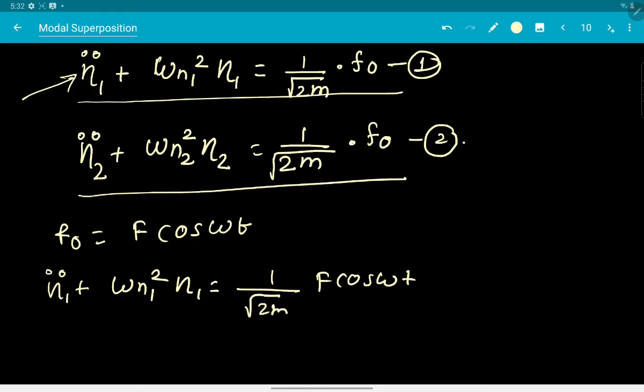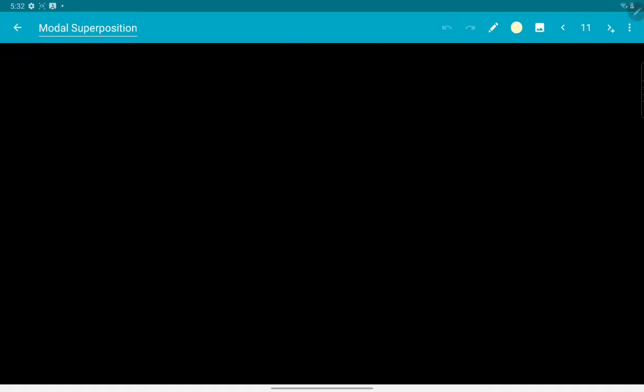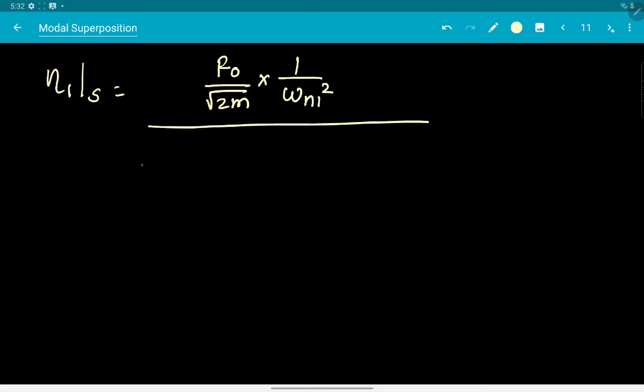The second is also identical, with only omega into sitting over here, omega into square. So you already know the solution of such a kind of system. That is equal to, so eta 1 steady state part comes out to be equal to the force amplitude, f0 divided by square root of 2m, divided by k, which in this case, what is the stiffness, is equal to omega n1 square.